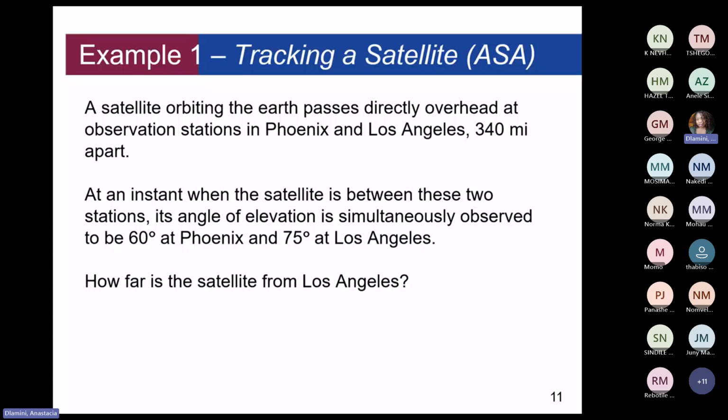So in this case, we'll say kilometers apart, 340 kilometers apart. Meaning one side is given. Before that, at an instant when the satellite is between these two stations, its angle of elevation is simultaneously observed to be 60 degrees at Phoenix and 75 degrees at Los Angeles. How far is the satellite from Los Angeles? Can we draw that?